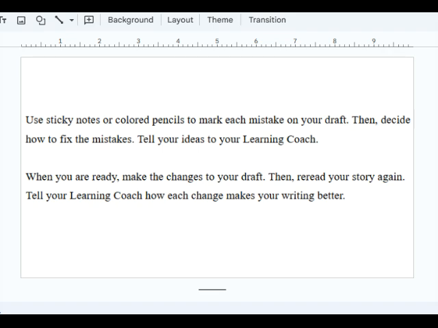You can use sticky notes or colored pencils to mark each mistake on your draft. Then you can decide how to fix the mistakes. Tell your ideas to your learning coach. When you are ready, make the changes to your draft.